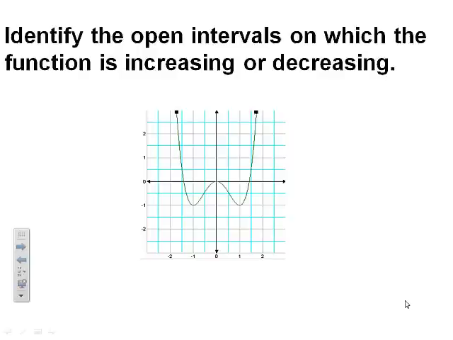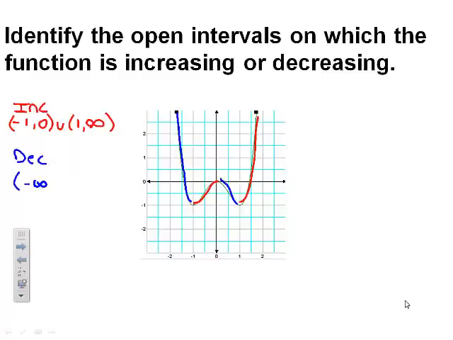So here's another graph. Where is the function increasing and where is it decreasing? It's increasing in the areas where you're going uphill, and you can see it increasing from negative 1 up to 0 and also from 1 to infinity. And then where is the function decreasing? Well, it's decreasing in that region and that region. So we would say it's decreasing from negative infinity to negative 1 as well as from 0 to 1.